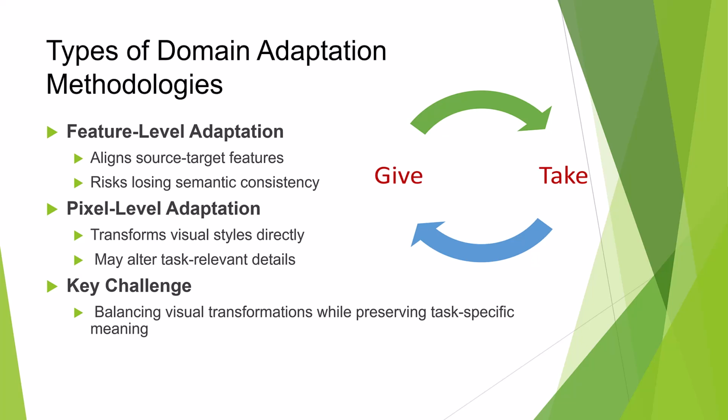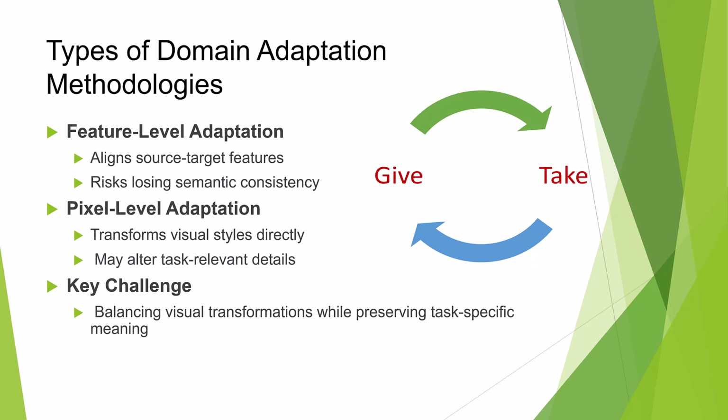Now that we have understood the motivation behind domain adaptation, let's dive into two primary approaches used in this field: feature level and pixel level adaptation. First, feature level adaptation methods work by aligning the features extracted from the source and target domains. The goal is to reduce the disparity between these features, often using techniques like maximum mean disparity or adversarial learning.